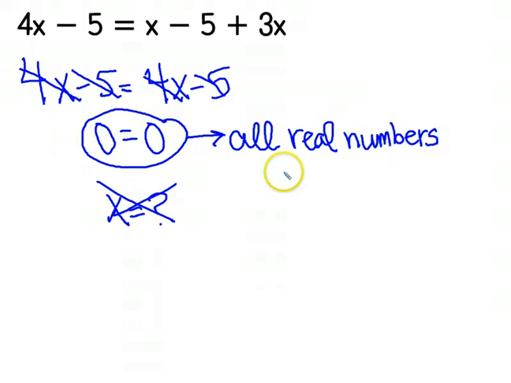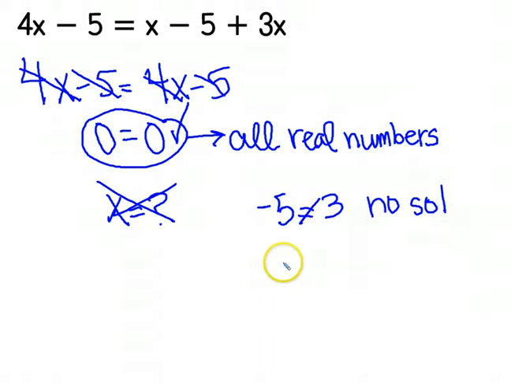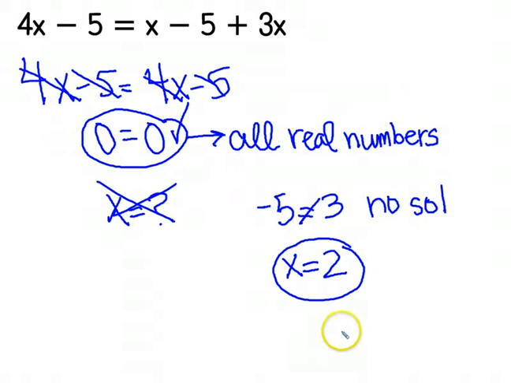So those are the 3 types of solutions you can get. Let's review, shall we? Something that is true gives us all real numbers. Something that is not true is no solution. And then something that's just a regular old answer that you always see, variable equals a number, that's your solution. So we've got 3 options, so remember all of these for the test so that you can appropriately label whatever solution it is that you get for your problem.